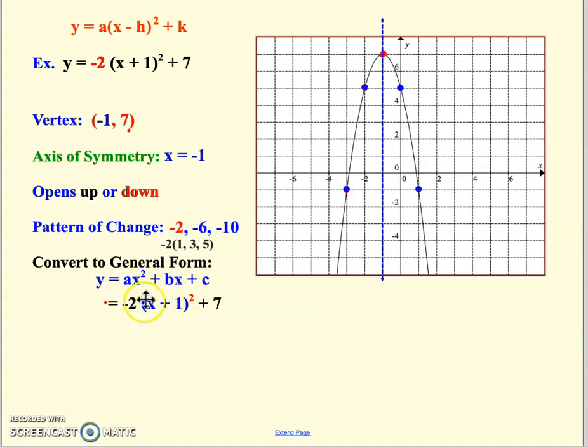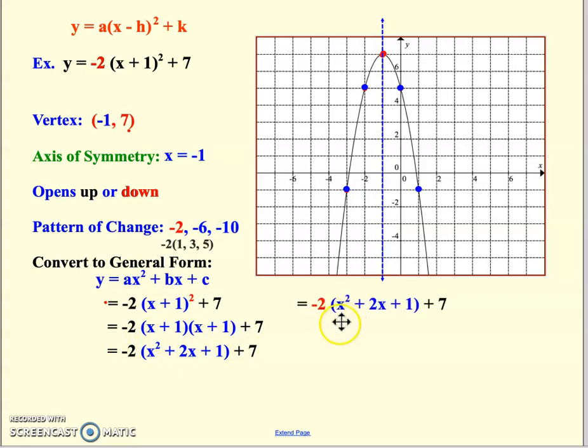So remember, squaring means to multiply something by itself. So we're going to take x plus 1 times x plus 1. Got to FOIL that out. So there in blue is that FOILed. And then distribute next the negative 2 into the set of parentheses. So now put that negative 2 in. So distribute, distribute, distribute. And then last thing, combine your two number terms on the end. And you've got it in general form.